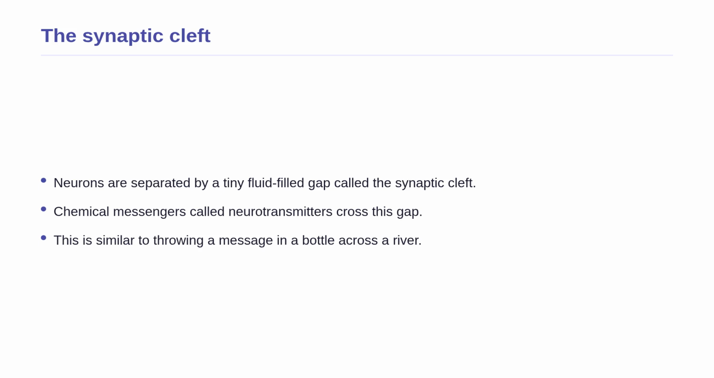To start, imagine you are standing on one side of a river and you need to send an urgent message to a friend on the other side. You cannot shout across, so you put a written message in a bottle and throw it across the water. In the brain, neurons face a very similar problem. They are not physically connected. Instead, they are separated by a tiny fluid-filled gap called the synaptic cleft. To cross this gap, the first neuron releases chemical messengers called neurotransmitters. These chemicals act exactly like that message in the bottle, floating across the space to deliver critical information to the next cell.